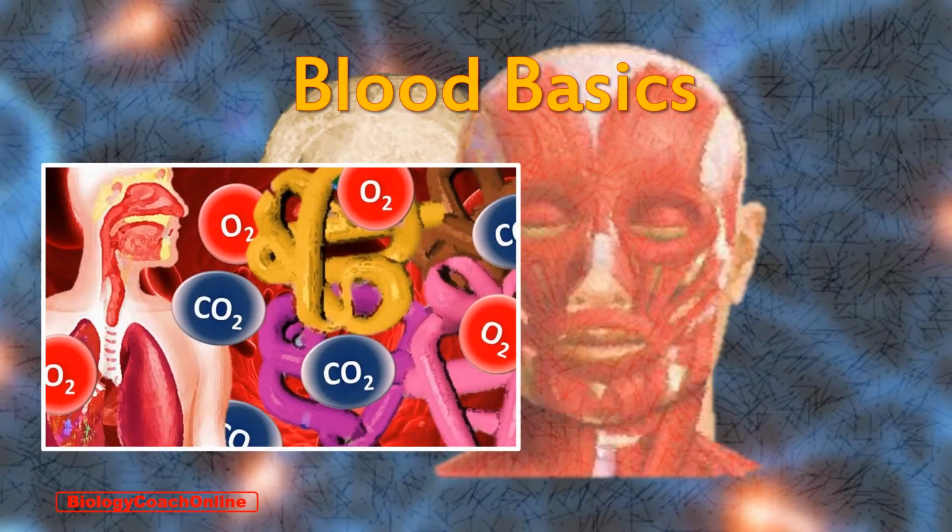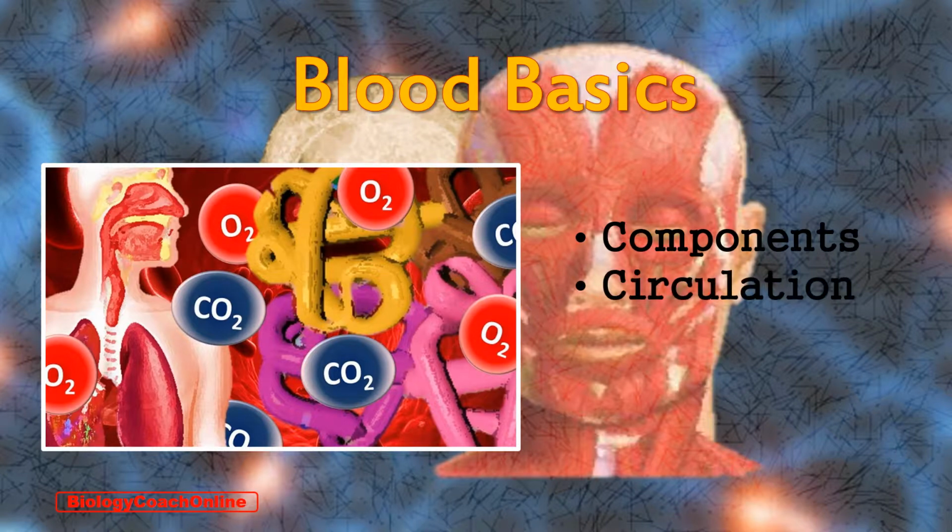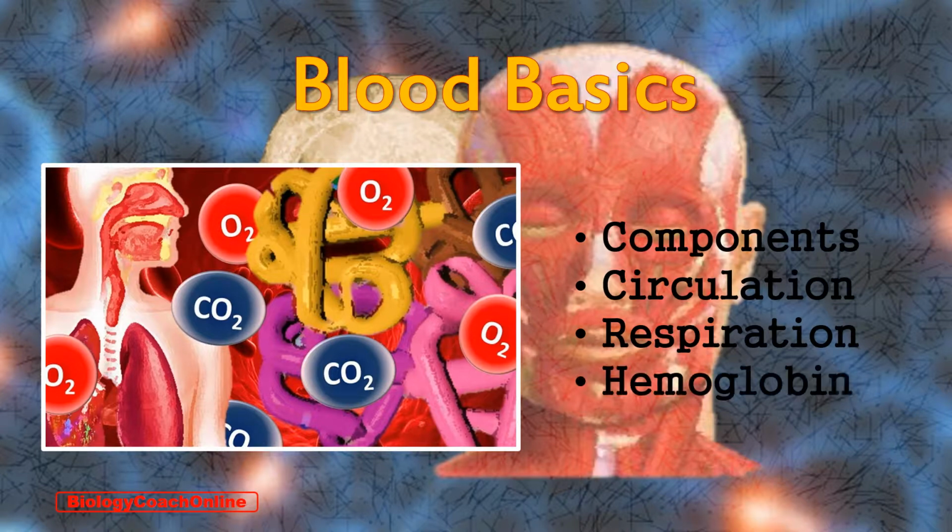Okay, in this lecture we will examine the components of blood and describe blood's role as one of your body's connective tissues. We will define circulation and briefly outline the flow of blood through the body. We will examine blood's intimate connection with respiration, and we will describe the role of hemoglobin as carrier of both oxygen and carbon dioxide. So let's get started.